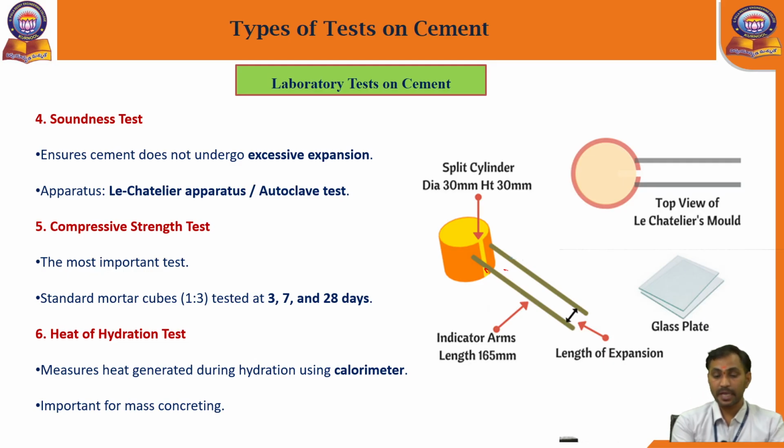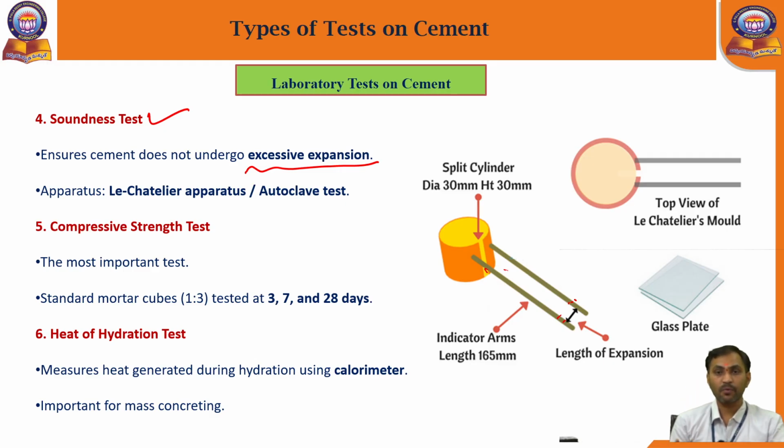Okay, for the excessive expansion purpose we will conduct this soundness test. Due to the weathering conditions, the cement will have some expansion. After a small expansion, these two indicator arms will also expand. So it should be less than 10 mm. The expansion should be provided as less than 10 mm.